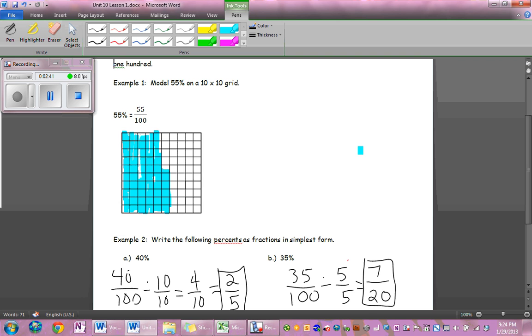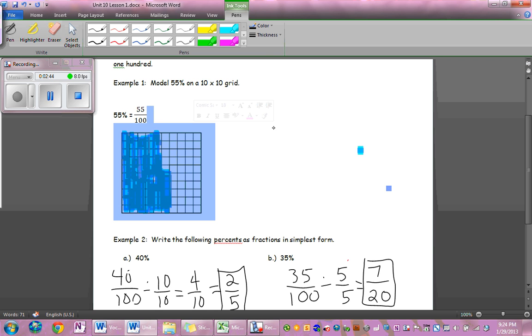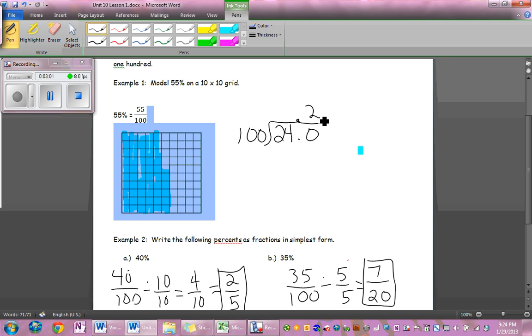Now, you're going to stay where you're at on yours, but I'm going to take 24, and I'm going to divide by 100. So I'm going to add a decimal point. And how many times does 100 go into 240? It goes twice. So that would be 200. And I'm going to subtract and bring down a 0. How many times does 100 go into 400? 4 times. So the decimal equivalent of 24%, which is the same as 24 out of 100, is 0.24.